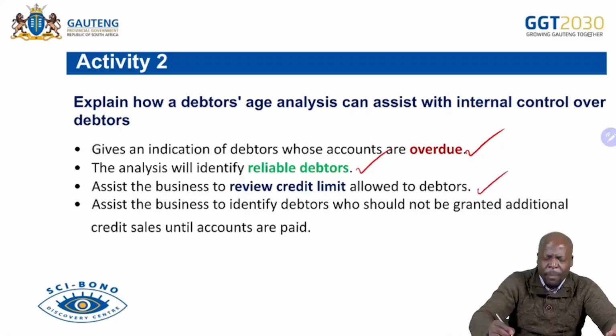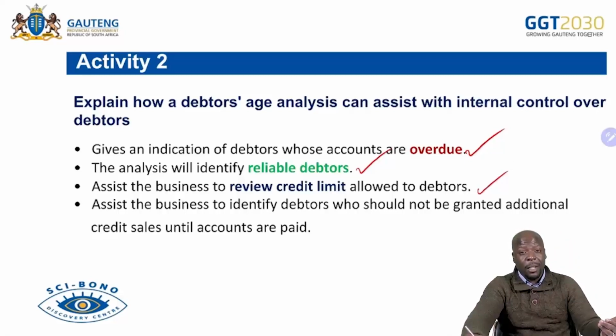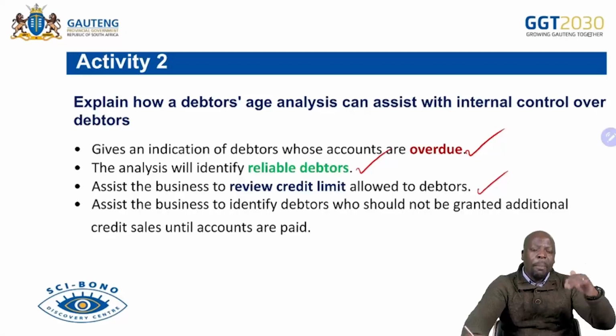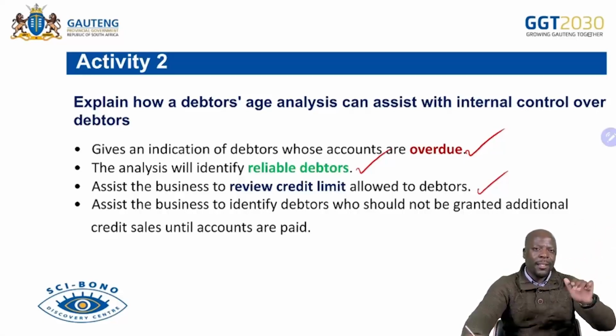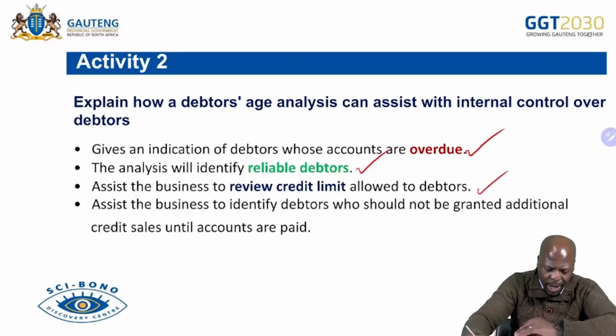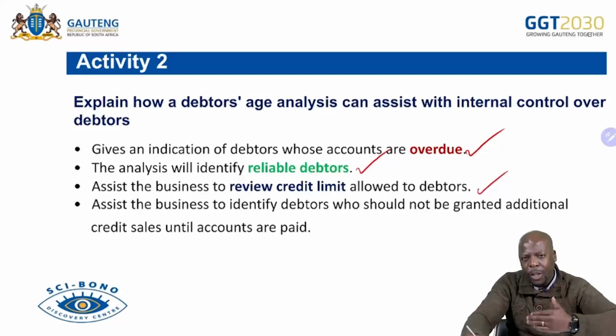We can then review if debtors are defaulting and they have a 20,000 credit limit, we reduce it maybe to 15 or to 10,000, such that until they show that they can pay nicely or they can pay well, complying to the credit terms, then we can increase their credit limit. But once we can see that debtors are slow payers and defaulting, we reduce their credit limit. So the age analysis also assists the business to review the credit limit. Once in a while, we go and check how are they paying.